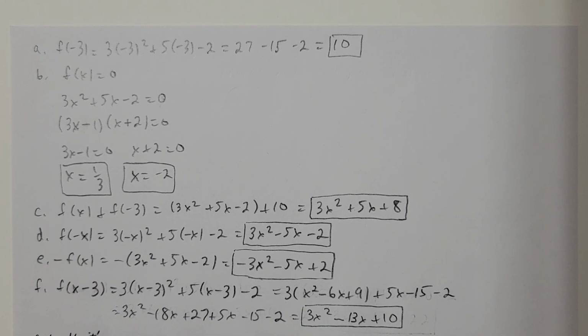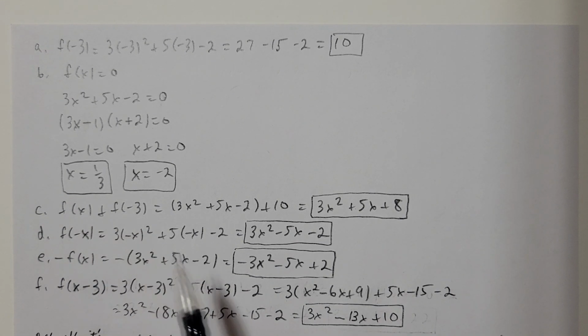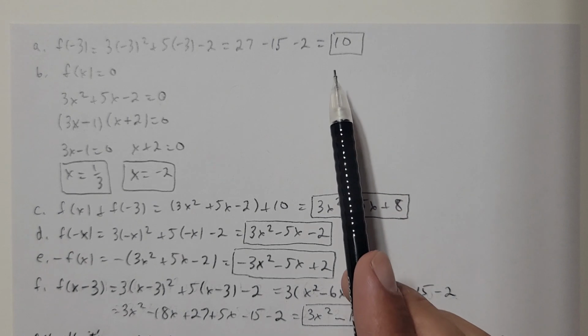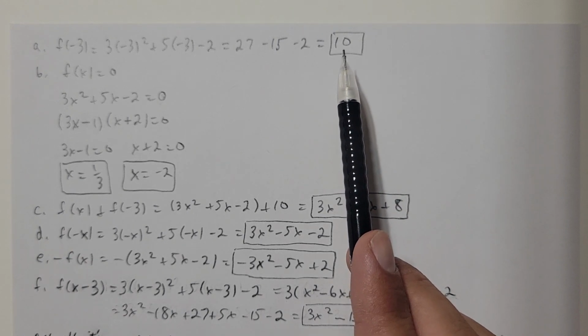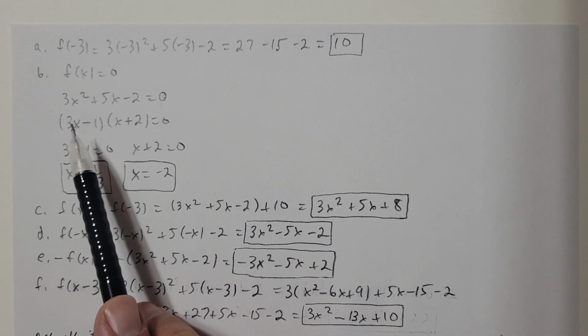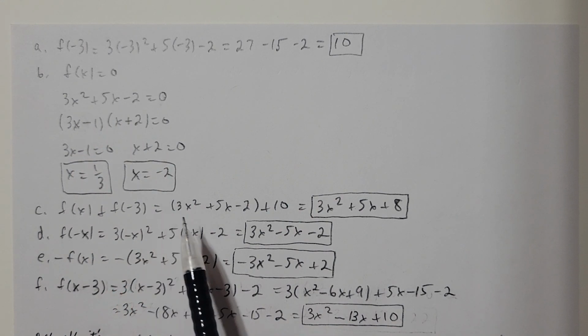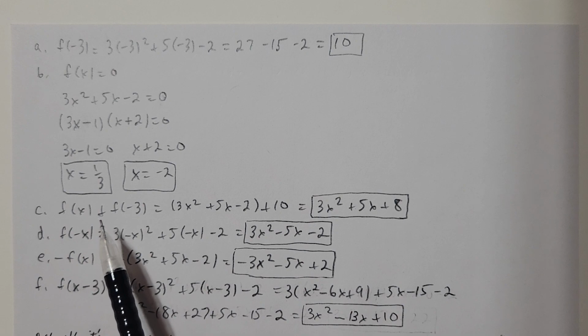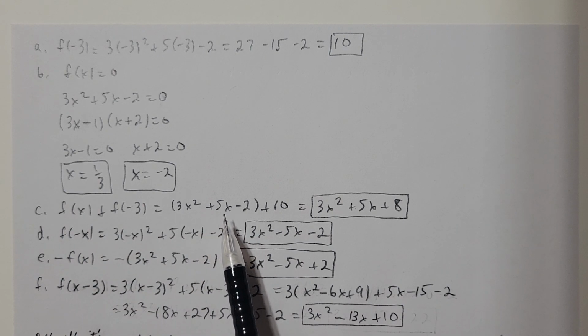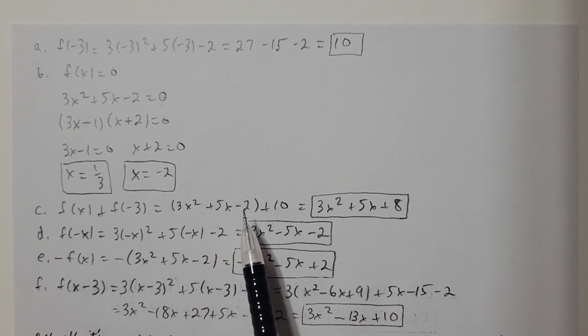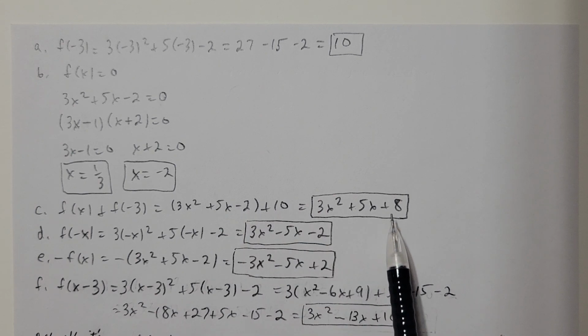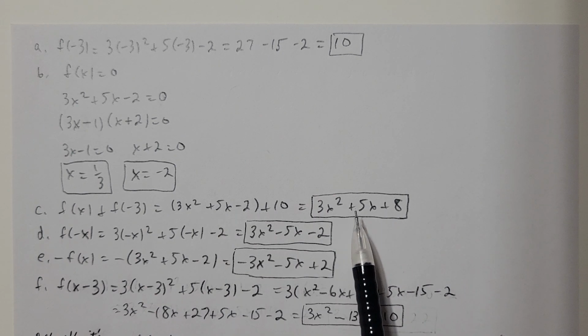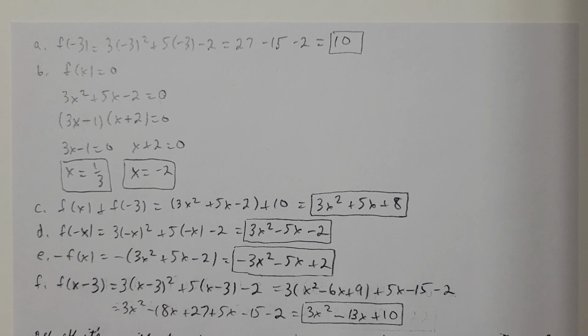But the next thing is, what if I had f of x plus f of negative 3? Well, f of negative 3 is 10, and f of x is 3x squared plus 5x minus 2. So all I'm saying with this is to add 10 to the function. If I do that, at the end here, negative 2 plus 10 is 8. So I get 3x squared plus 5x plus 8, and I'd circle that. That would be the answer.